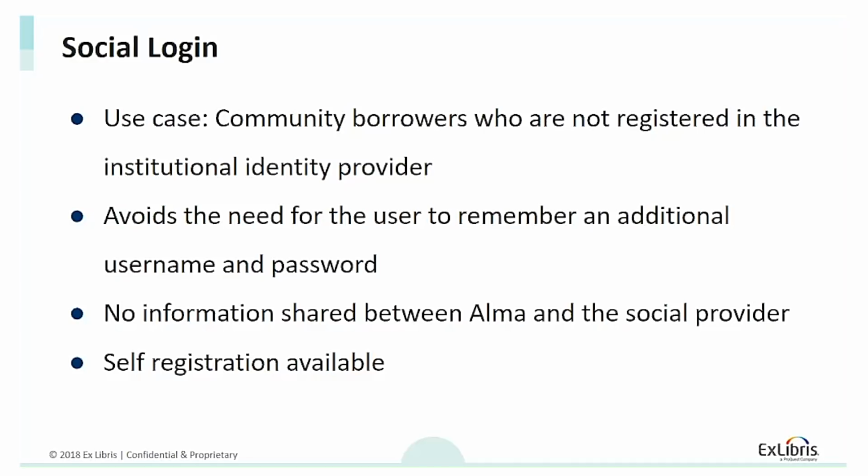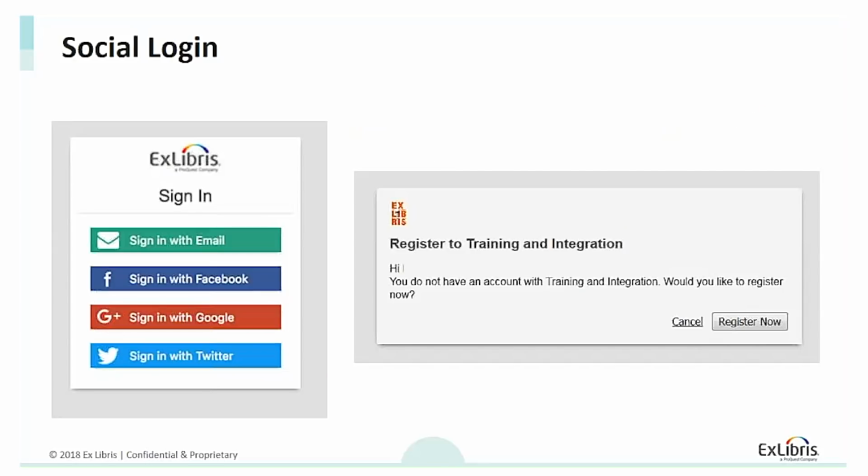It's available by configuration. Each institution can decide which social networks they wish to allow their users to authenticate with. So here, for example, we see a screen where the user is prompted with a number of choices. Well, email we'll talk about in a moment, but here we see that this institution has configured Facebook and Google and Twitter as the options. Okay, and again, as I mentioned, you can configure some or all of those options.